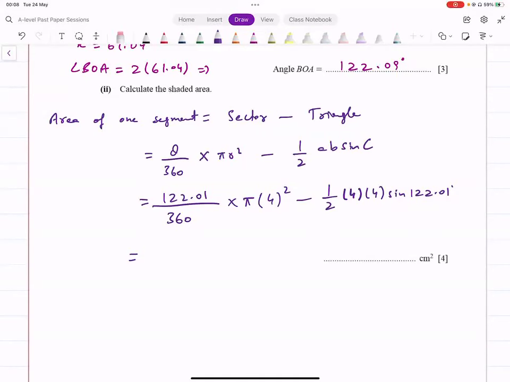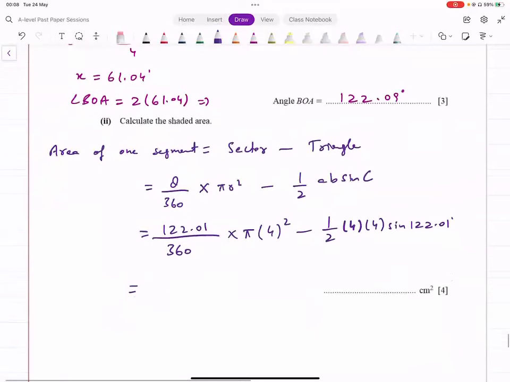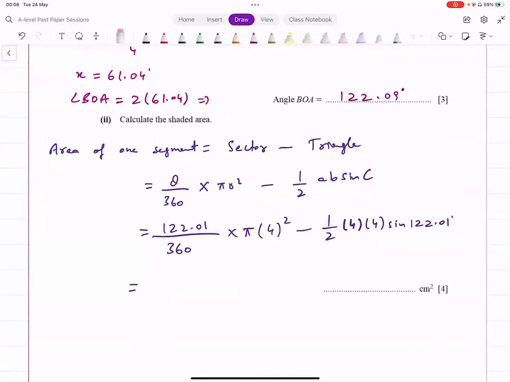Sorry, 01 था ये या 09 था? Okay, sorry, this was actually 09. The angle was 09. We correct that. I need to change that there. So it's 09. So this is giving me 10.269. ये मेरे पास एक सेगमेंट का एरिया आ गया.